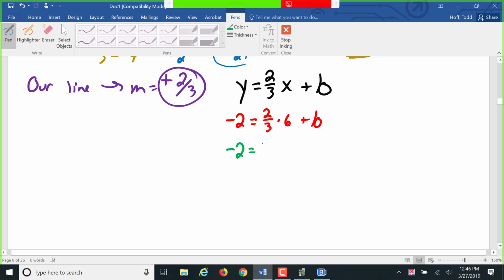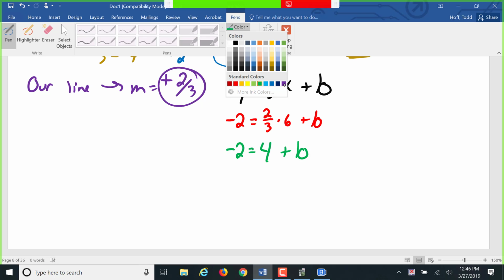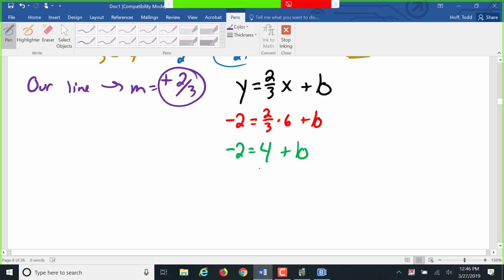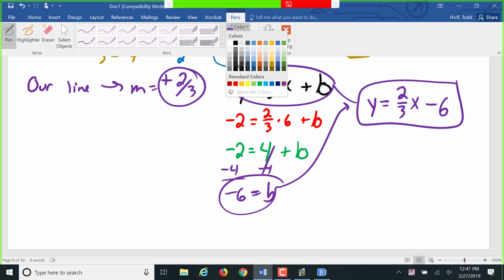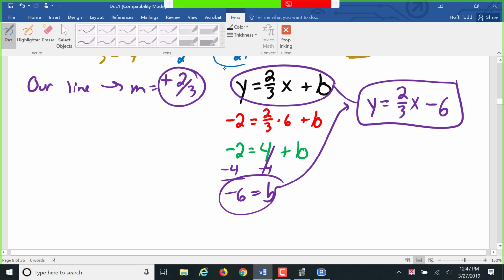2/3 times 6 is 4. And we solve for b by subtracting 4. So b, the y-intercept, is negative 6. So y equals 2/3 x minus 6 is that equation in slope-intercept form.